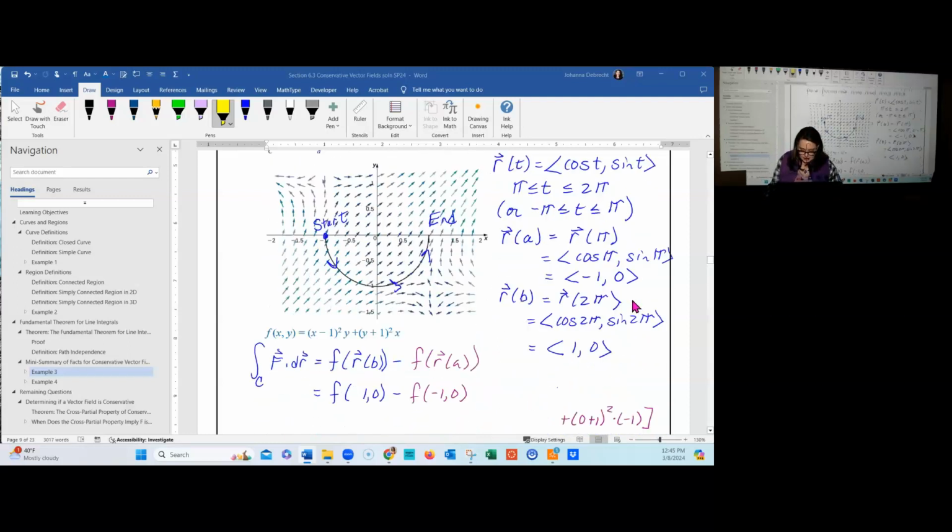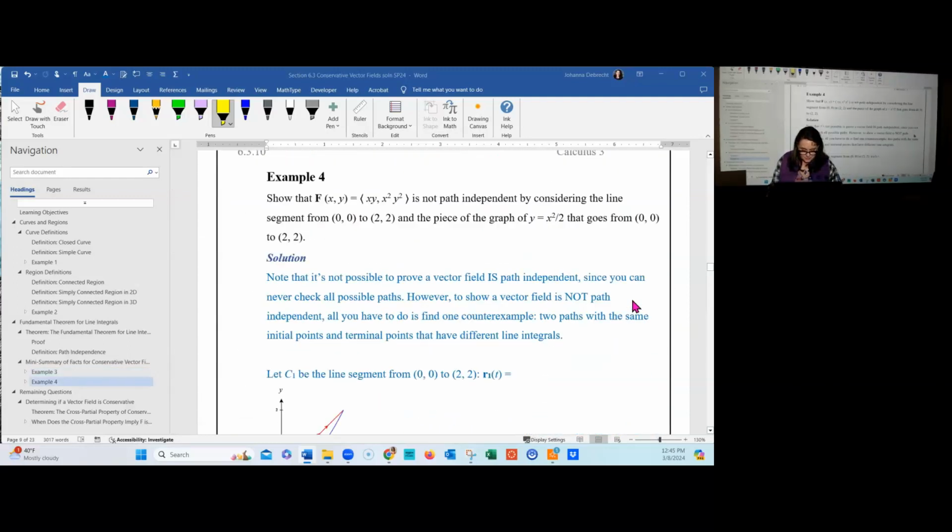Let's take a look now at example 4. In example 4, we want to show that the vector field given by xy, comma, x squared y squared is not path independent by considering the line segment from 0, 0 to 2, 2, and the piece of the graph y equals x squared divided by 2 that also goes from 0, 0 to 2, 2.